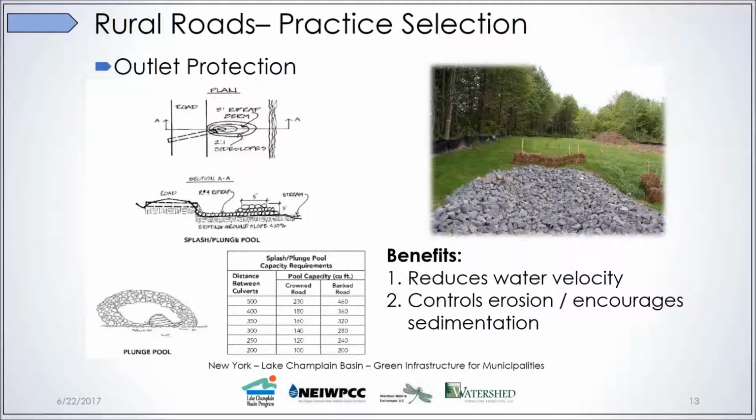There are a lot of different design requirements for this. We don't go into this heavily in this manual. We refer people back to the RAMP manual. But there are some things that are fairly easy to do. So if you're looking at the distance between culverts and it's a crown road or a banked road, we can give you some general guidelines on the cubic footage of the plunge pool.